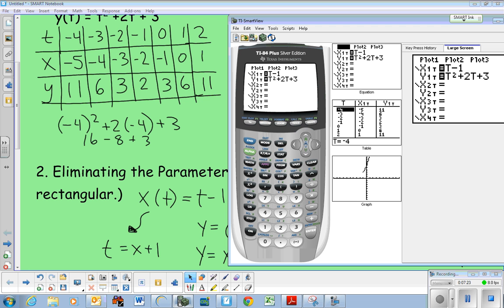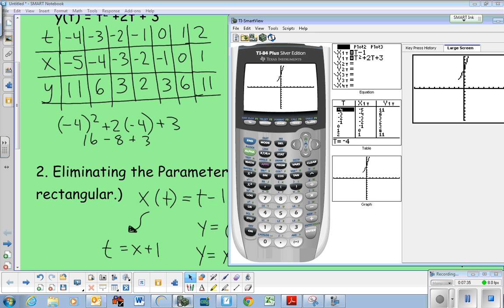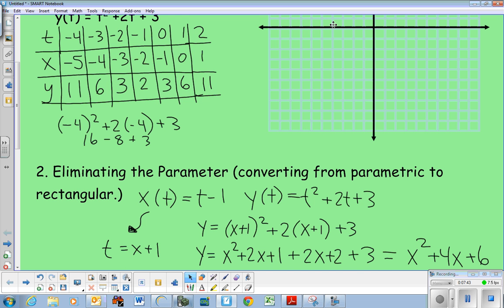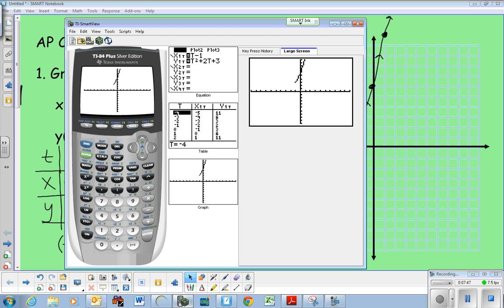If you go to the table, you'll see the table that I just made, the t value, the x and the y that correspond to that t value. If you go to the graph itself, you should see that parabola that we just drew. And it's close, but look, there's part missing. So what's going on with that? Here's the parabola we just drew, and my calculator is only showing me this much of it.